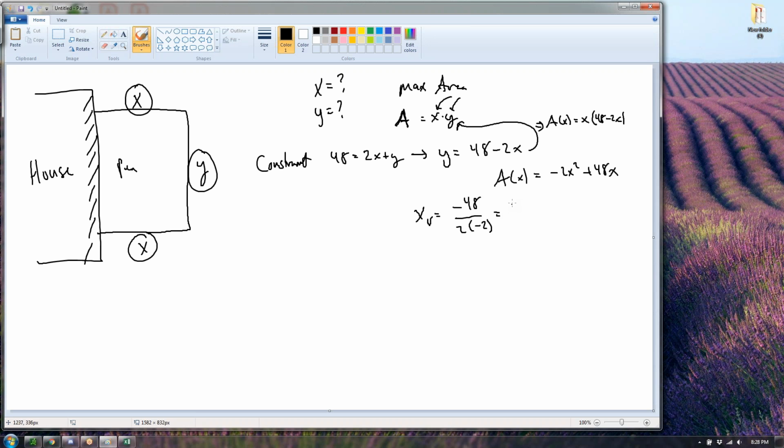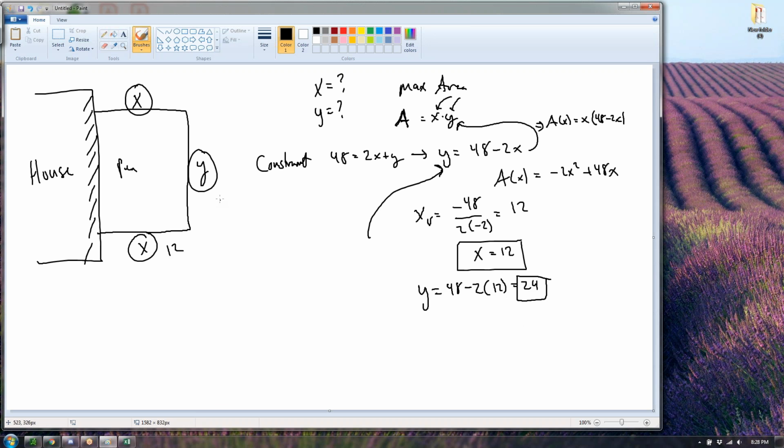And when you solve that, that becomes a 12. So we know that the dimension for x has to be a 12. How do we find y? We can go back to any equation that is associated with it. Right here, we know that y is 48 minus 2x. And if we solve for that, that's 24. Those are the dimensions that should give us maximum area.